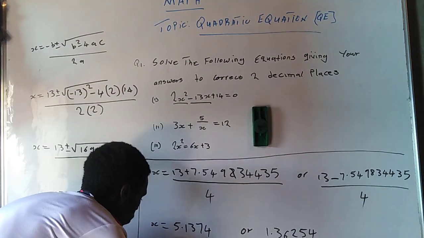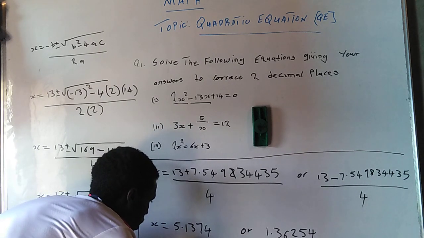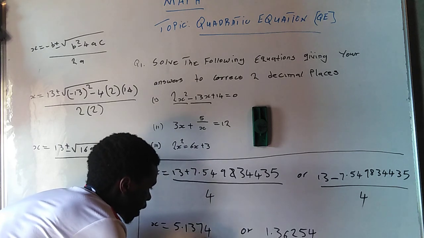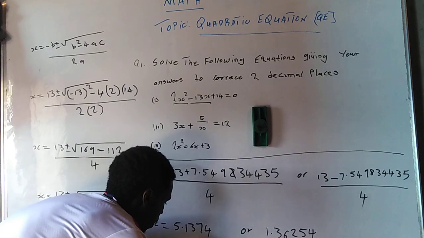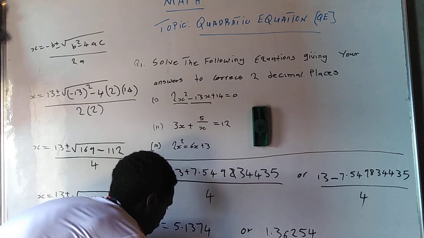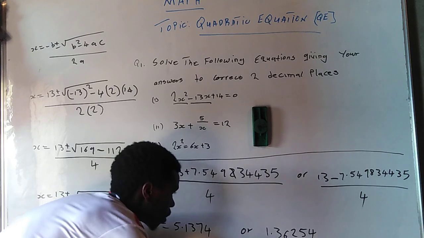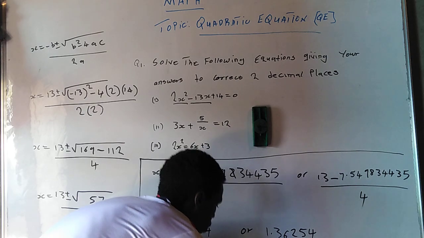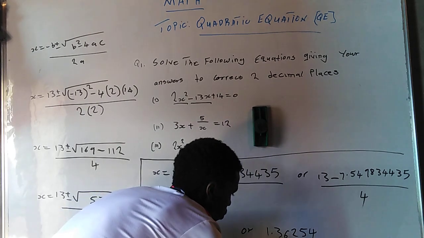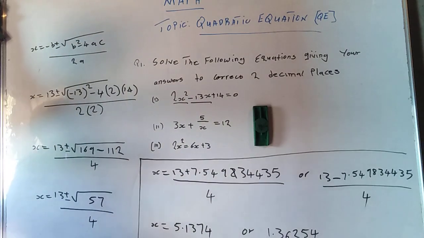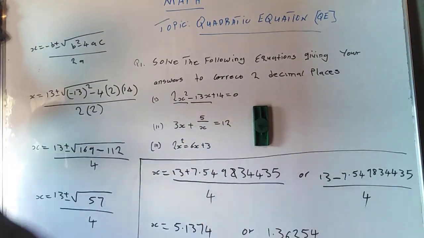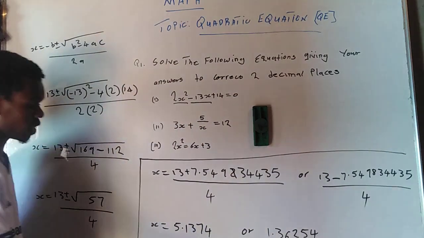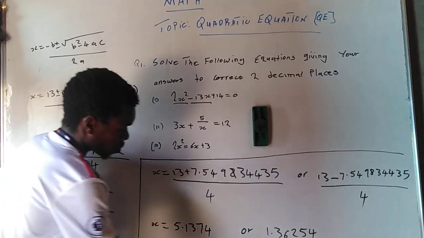If you round off this one to 2 decimal places, you're going to have 5.1. This 7 is a rich number. It can give 5.14 as my first answer, or 1.36. So these were my solutions to the first question, which is saying 2x squared minus 13x plus 14 is equal to 0. The final solutions are these.